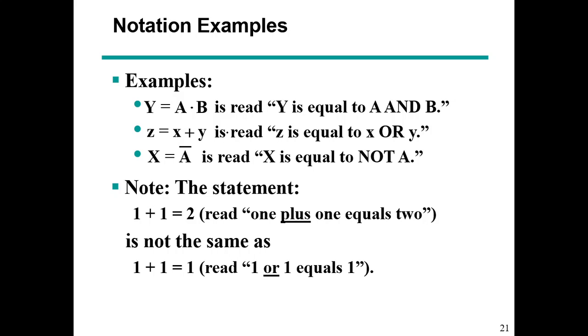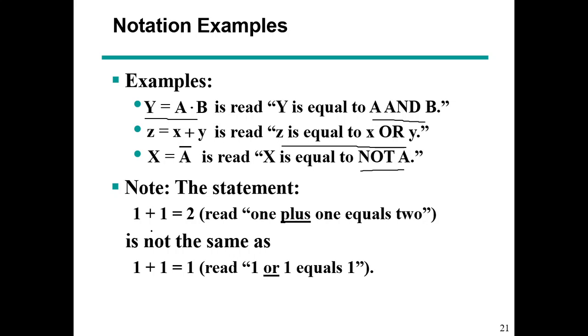This is the notation. Again, this is why we gave these examples. Y is equal to A and B. You have to read it as this: Y is equal to A and B. Z is equal to X or Y. X is equal to not of A. Okay, this is how we read it.